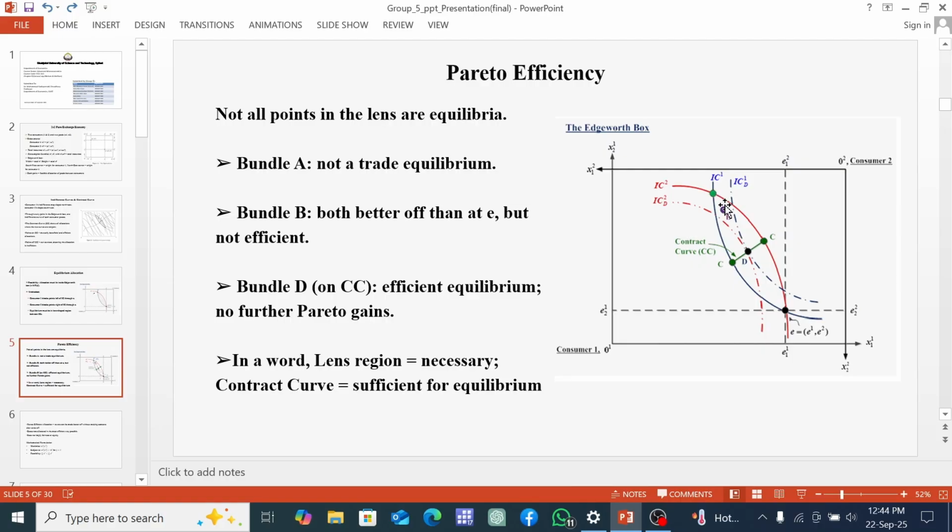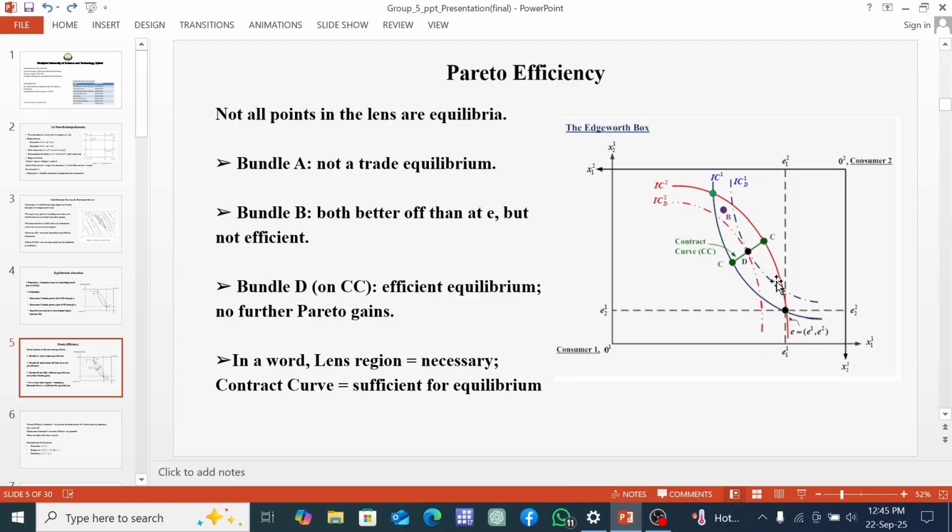If we see the B point, we are getting a higher level of satisfaction for both of the individuals, right? Because both are getting higher indifference curves. Bundle B: both better off than at E, but not efficient. Yes, B is definitely better than the bundle A. Bundle D: efficient equilibrium, no further Pareto improvement, no Pareto gains.